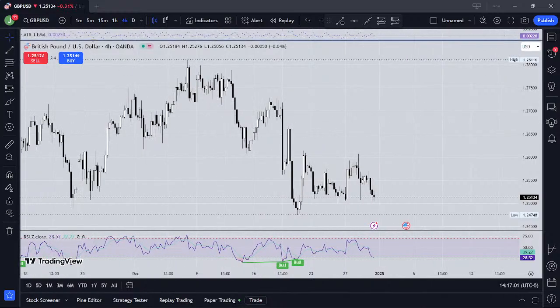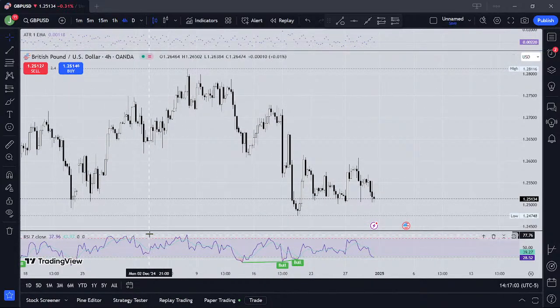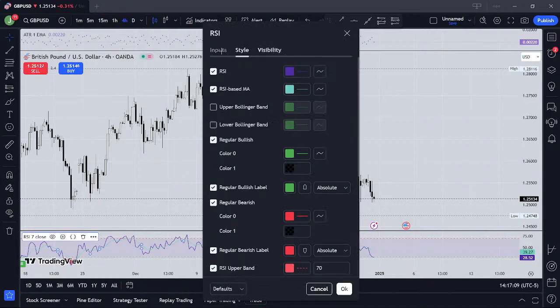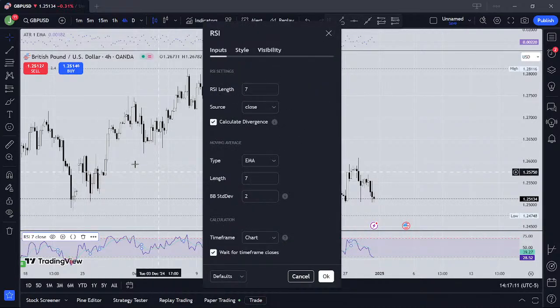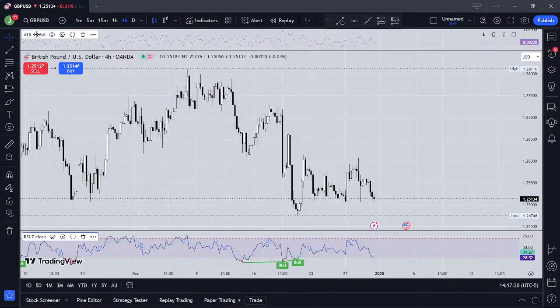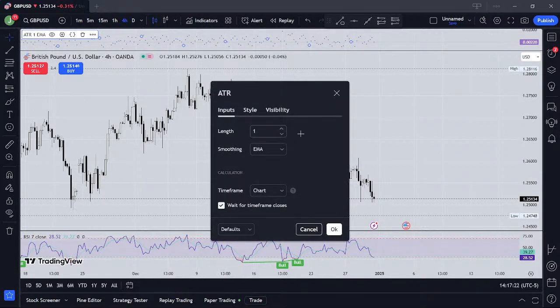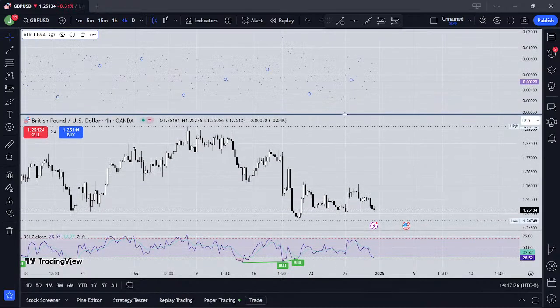I have the ATR and the RSI as my indicators. I have it set to 7 for the length. That's over 7 candles it's gonna measure and give me a stat. So that's how it works. For the ATR, I'm using a length of 1, so after each candle it's gonna give me a stat. So that's why it looks a little bit bubbly.